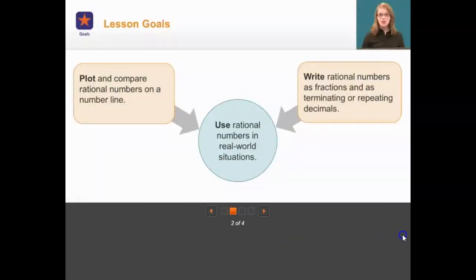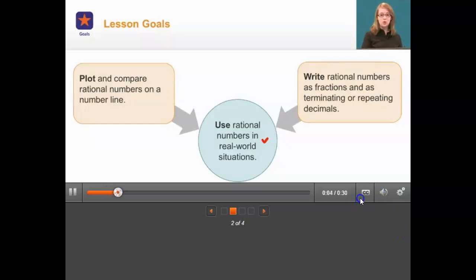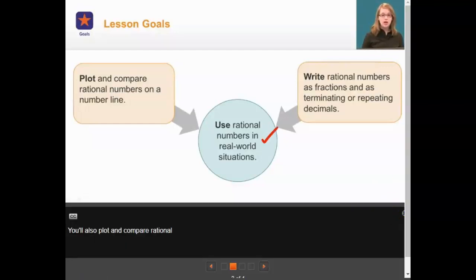In this lesson, you'll be able to use rational numbers in real-world situations. You'll also plot and compare rational numbers on a number line. Finally, you'll be able to write rational numbers as fractions and as terminating or repeating decimals.